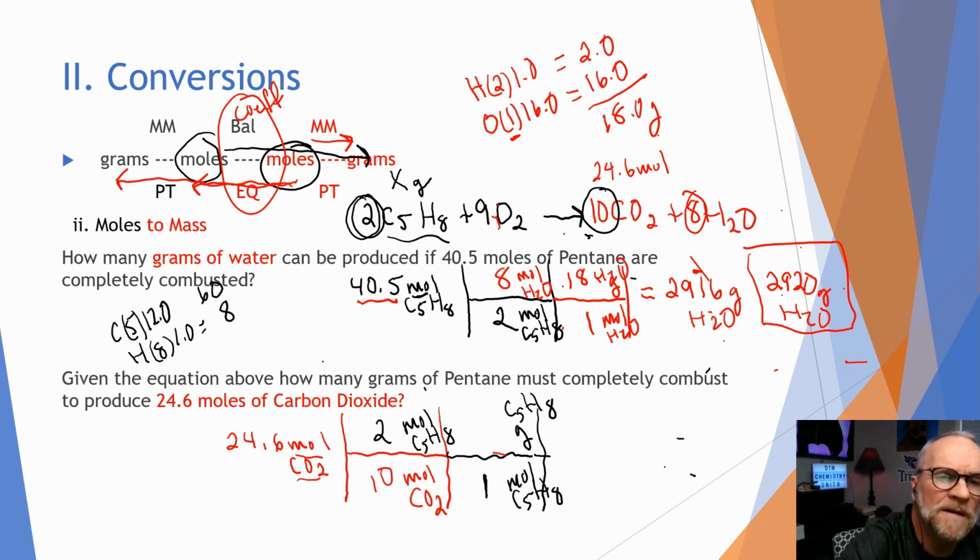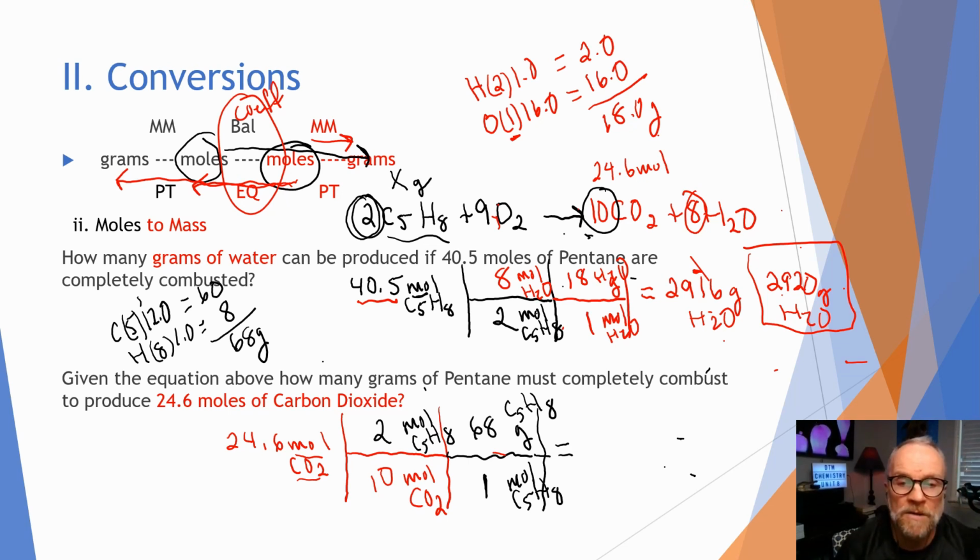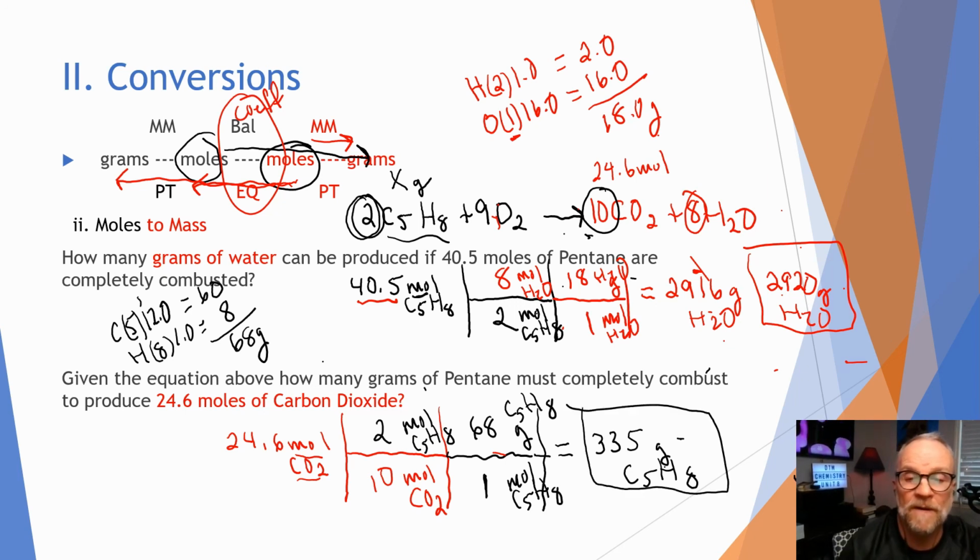I believe that's 60. 5 times 12 is 60. So we got 68 grams per mole there. Alrighty. So let's do our calculations. 24.6 times 2 times 68 divided by 10. Notice here that I'm rounding to 3 significant figures. Okay, so that ends our moles to grams type of problems.